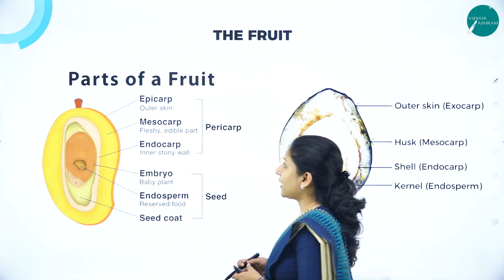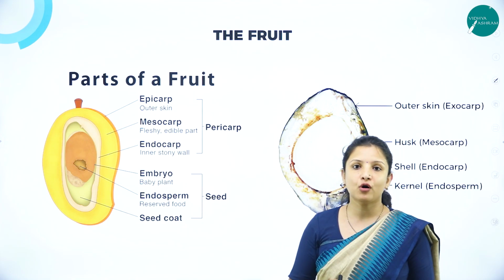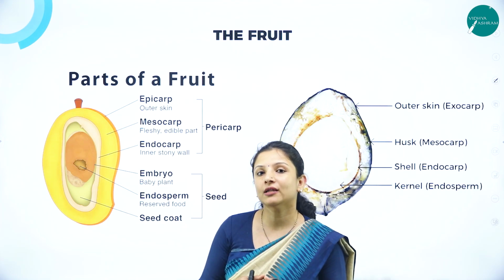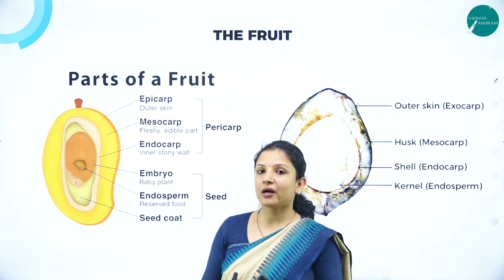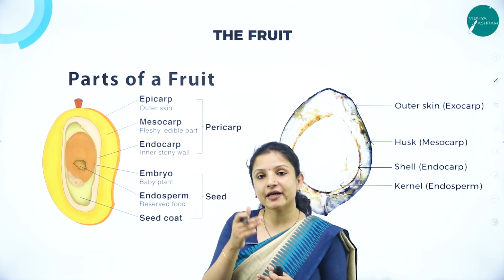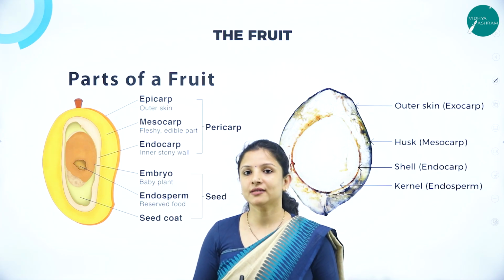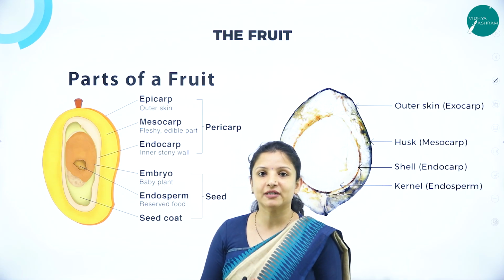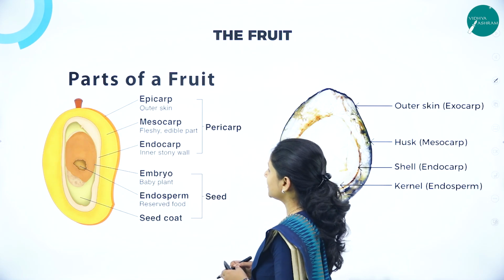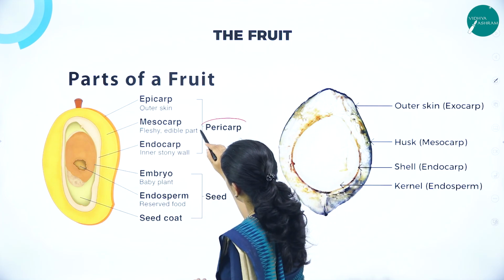Talking about the parts of a fruit, the fruit is made up of outer skin. You all have eaten a mango, right? In a mango, there is the outer skin, inside is the pulpy fleshy part, and inner to it there is the presence of the seed. So it has a pericarp. What is this pericarp made up of?